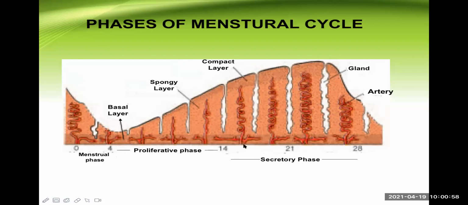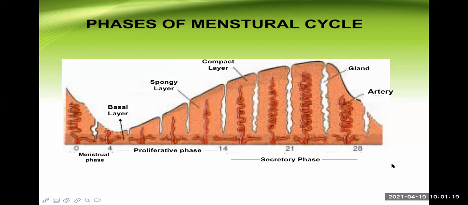After ovulation, there is formation of the corpus luteum. There is release of progesterone. Progesterone will lead to formation of secretory endometrium. So this is known as the secretory phase. And during this time, again, progesterone will rapidly decrease, which leads to menstruation. So this is an ongoing process, one after the other.